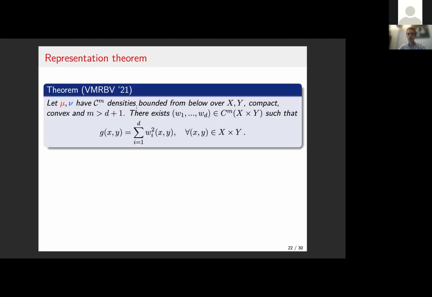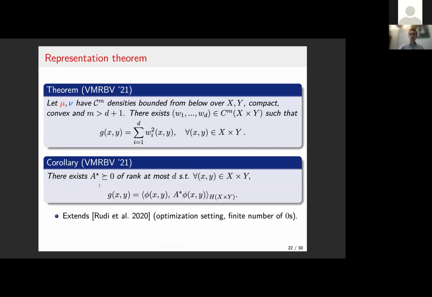And so the first result in our paper was to show that if our measures have smooth densities that are sufficiently smooth with respect to the dimension, so if we're in dimension d, we have to have smoothness at least d plus 1, otherwise our theorem does not apply, then you can write our constraint function as the sum of exactly d squared smooth functions.